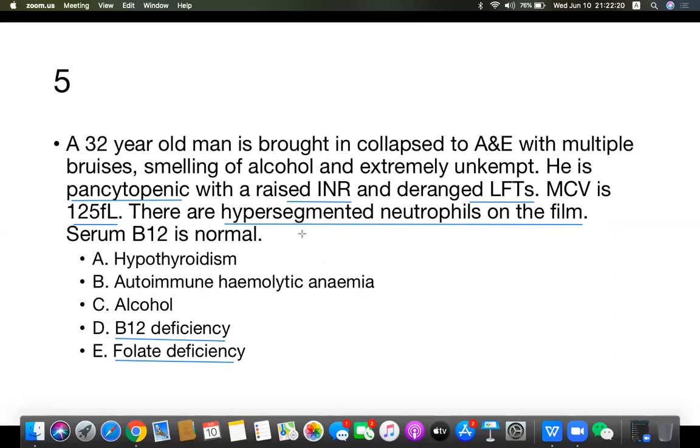Even alcoholic people ignore their diet, and they suffer from multiple vitamin deficiencies. We can give reasons like that. So after considering everything, this is folic acid deficiency. It can be alcohol, but how can you fit hypersegmented neutrophils on the film because of alcohol? Because of this point, the diagnosis should be folate deficiency here. So this is the way you have to give arguments to yourself. You need to ask a lot of questions, and then you can reach the correct one.